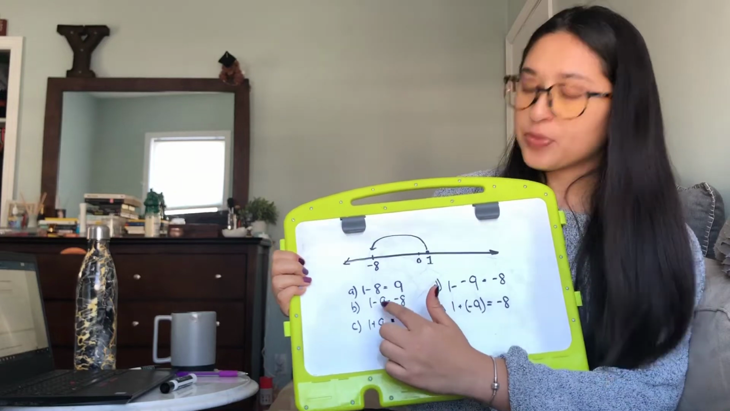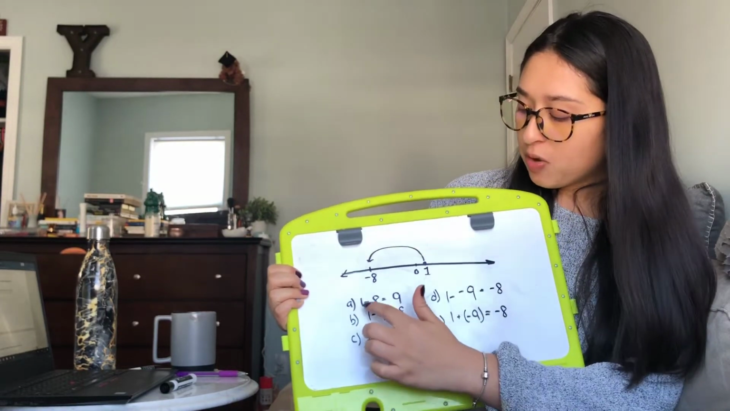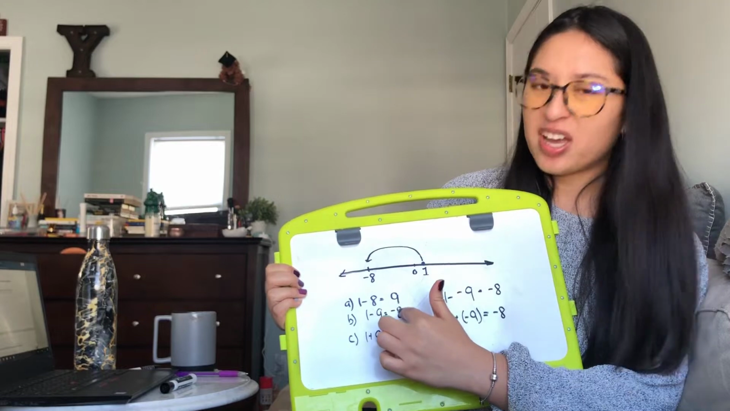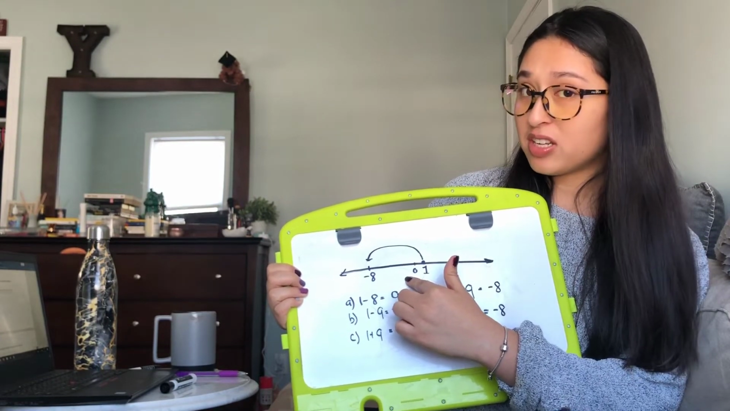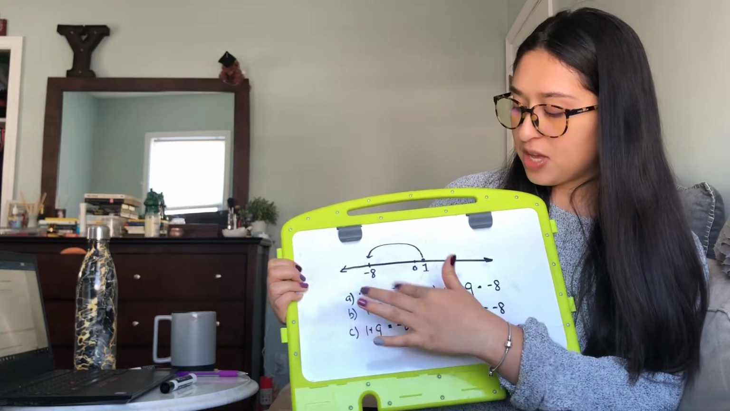So let's start with A. We'll do process of elimination for this one. 1 minus 8 equals 9. Can that be our answer? Does this tell us that it's equal to 9? No, right? So A cannot be it.